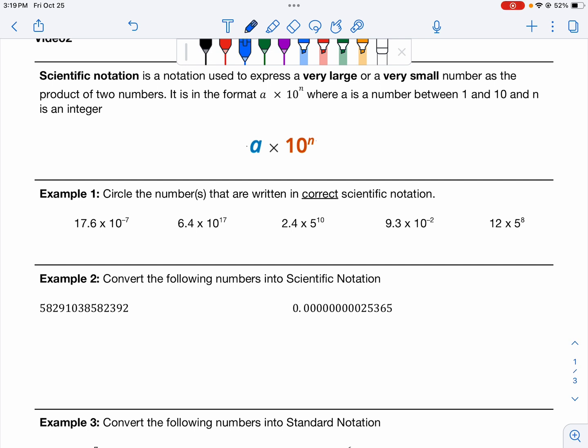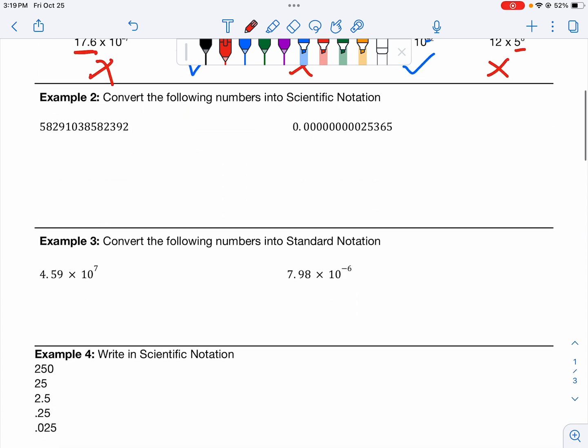So here we go. Is the first number in scientific notation? It is not. The first number is 17.6. That's not between 1 and 10. The second number is in scientific notation. We have 6, that's between 1 and 10, and 17 is an integer. The second one is not, because it's not 10 to the n, it's 5 to the 10, and that is not in scientific notation. The third one is, the 9 and the negative 2 both work. The fourth one is not, another 5 snuck in there. All right, that's a quick review on numbers in scientific notation.